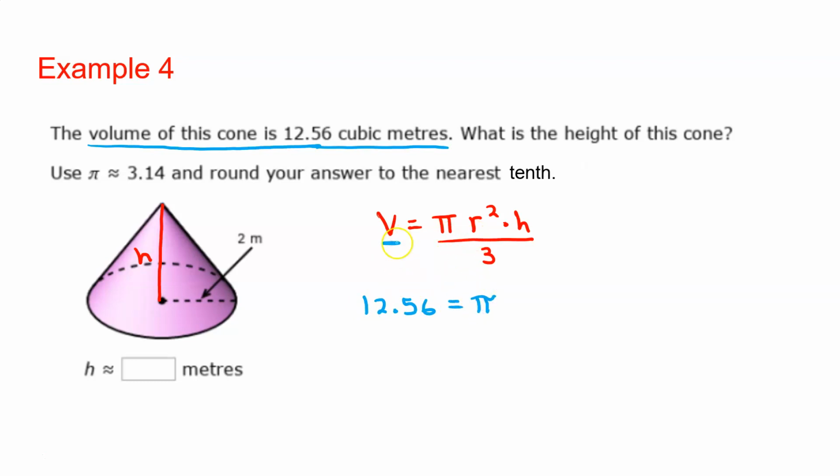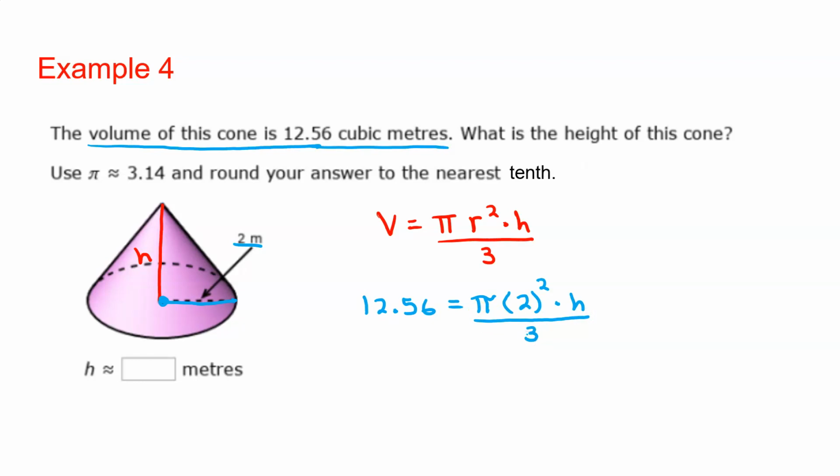We actually know our radius. Our radius is over here from the center to the side of this cone. That measures 2 meters. So I can even plug that in: 2 to the second power times h. I don't know what h is. That's what we're trying to find. So it's okay if we leave it as h. That is my unknown. That's like my x that I'm trying to solve for. And of course, all of this is being divided by 3.